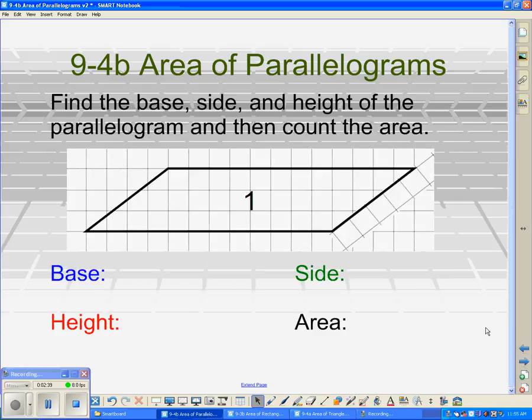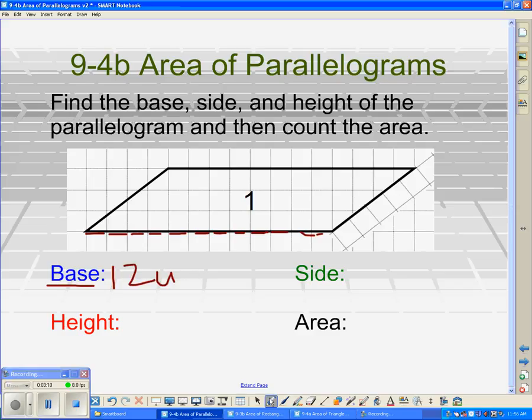So here's our first parallelogram. It's parallelogram number 1. And you can see the different dimensions that we're going to find. Ultimately, we're going to be looking for area. So we'll start with the base. The base is the distance across the bottom of the parallelogram. We're looking at a length here, so we're going to measure the lengths. We've got 1, 2, 3, 4, 5, 6, 7, 8, 9, 10, 11, 12. So the base of this parallelogram is 12 units.